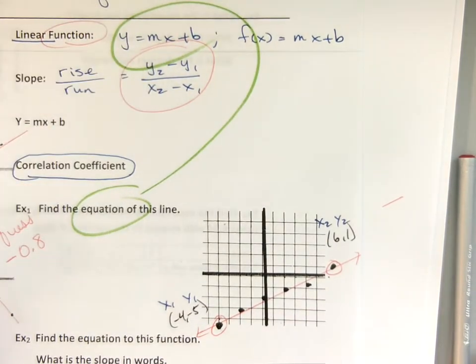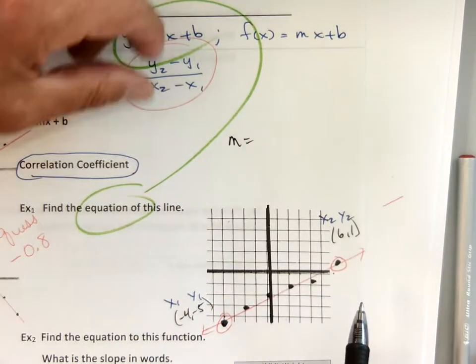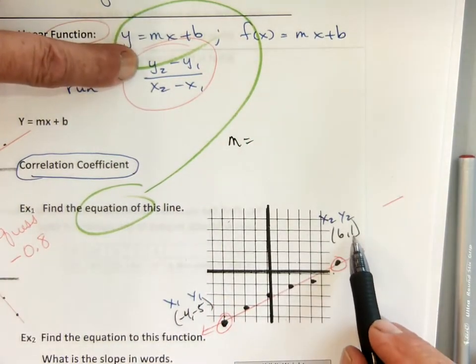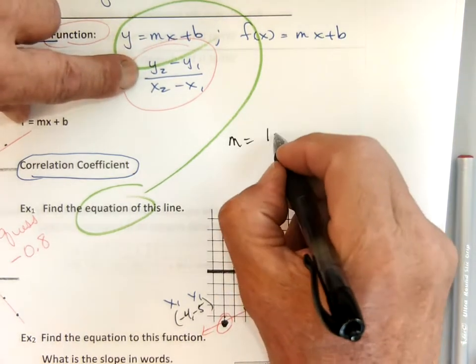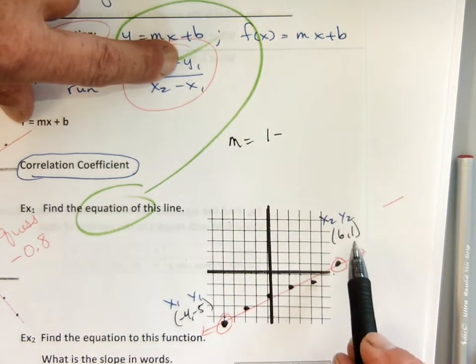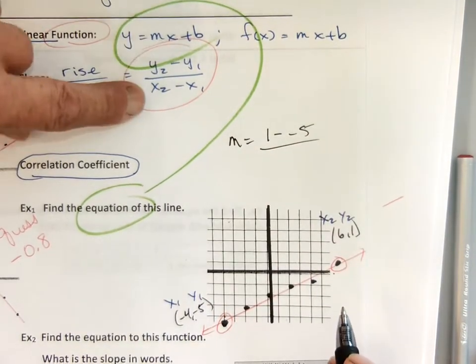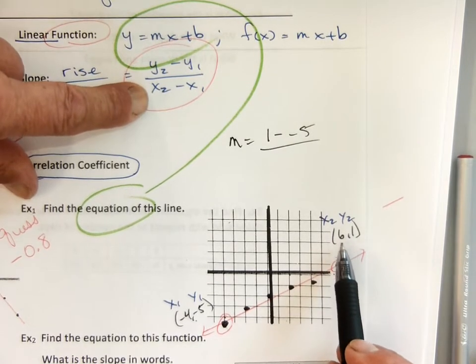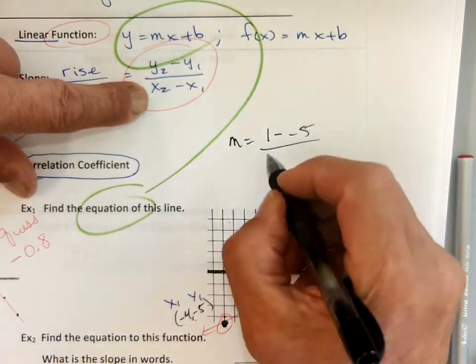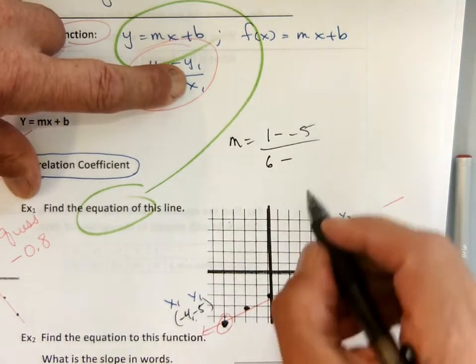Okay, so I'm going to say m equals, use my formula, y2, so I'm going to go 1, subtract y1, which is my negative 5, double negative, over, I'm using my formula, x2, which has got to be the 6, right? x2 is the 6, minus x1, which is my negative 4, okay?